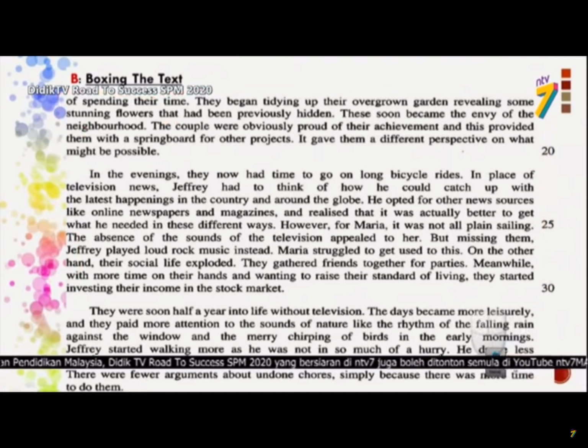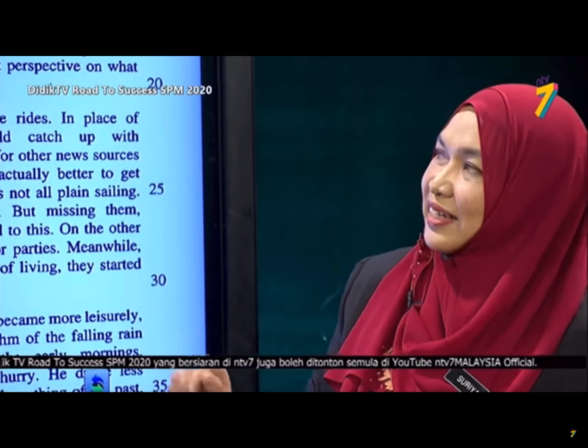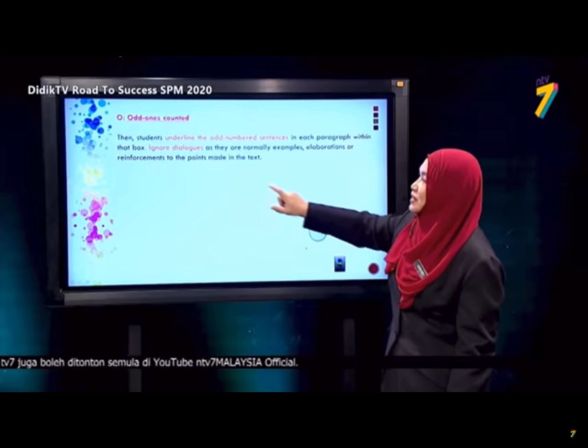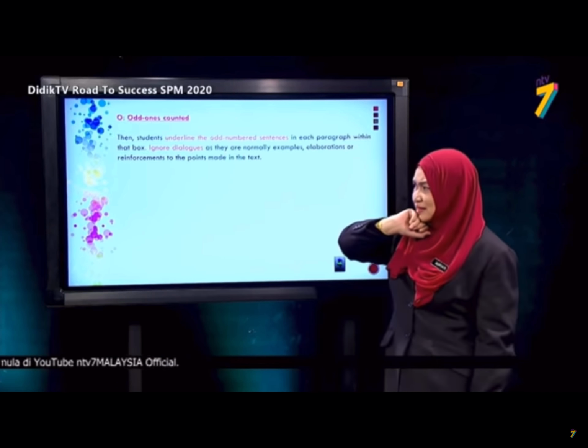Only. Yes. Okay, and then the next step is... Alright, so now we have done the B, boxing the text. Now the next step is O, right? O is odd ones counted. What does it mean by odd ones counted? Odd, what does it mean by odd?